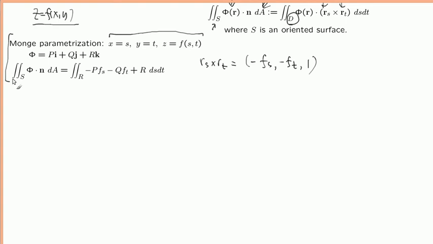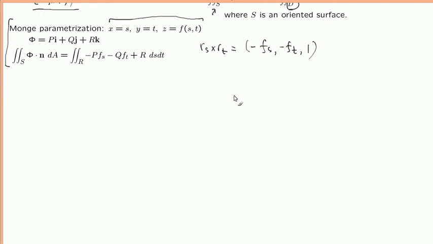If it is Monge parameterization, and many examples in the book and the exercises have Monge parameterization available, then you don't have to do all the cross product. Boom, you just go there and calculate quickly. If it is not simply S and T, and it's more about cosine S in there and sine T in there, then it's not Monge parameterization. You have to calculate this one. Make sense?